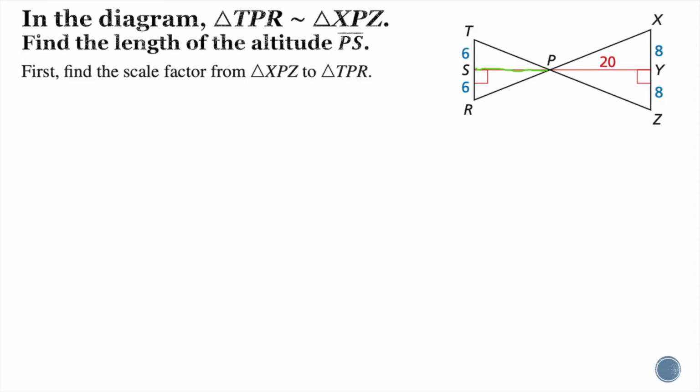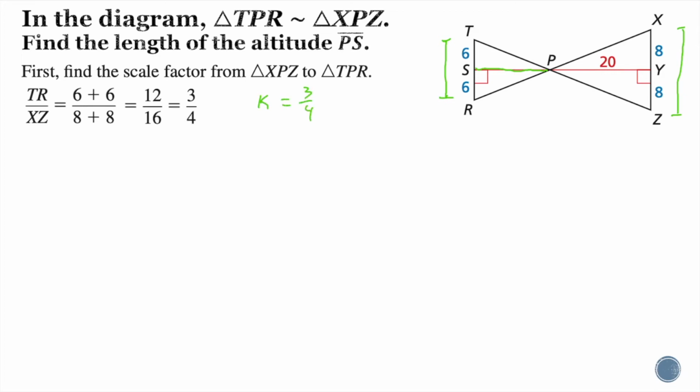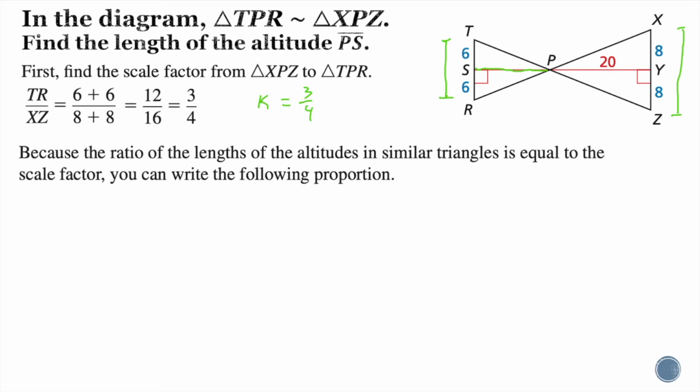So what I first have to do is find the scale factor. And the only lengths I'm given are the lengths TR and XZ. But since I know that they're similar, I'm going to set up a proportional statement. So I know that TR over XZ are corresponding sides. And so I have my scale factor of 3/4. Just like I did with the bonsai tree in the first example, I'm going to use this scale factor to identify my altitude of PS.